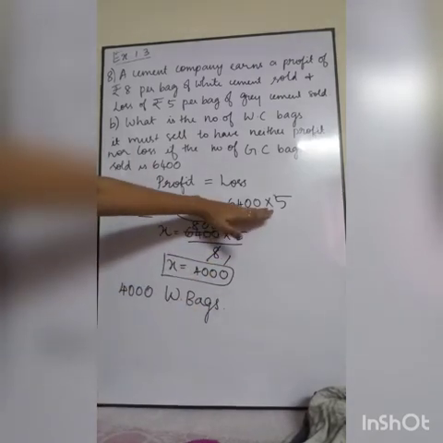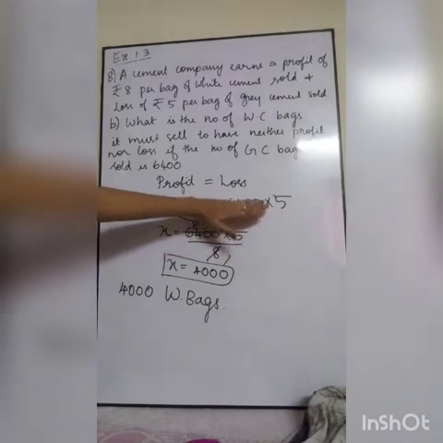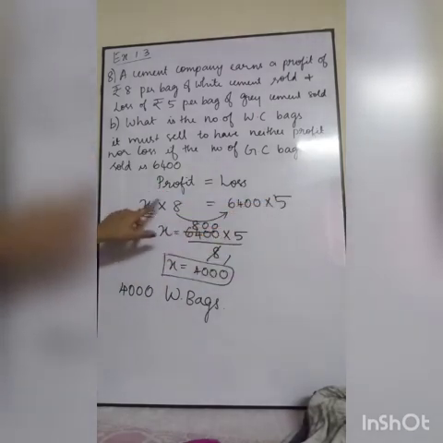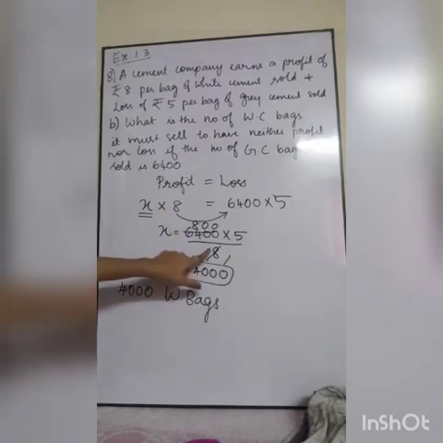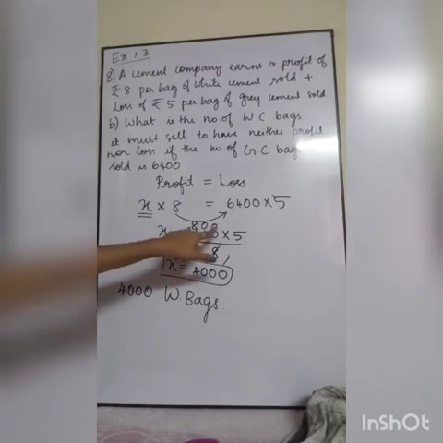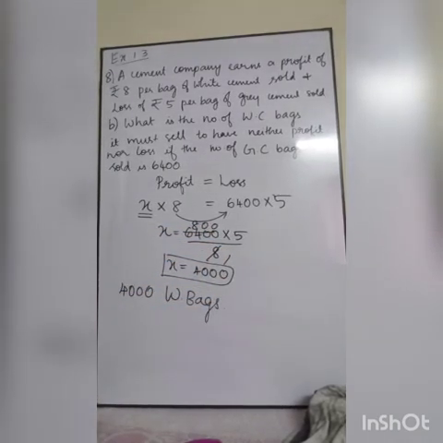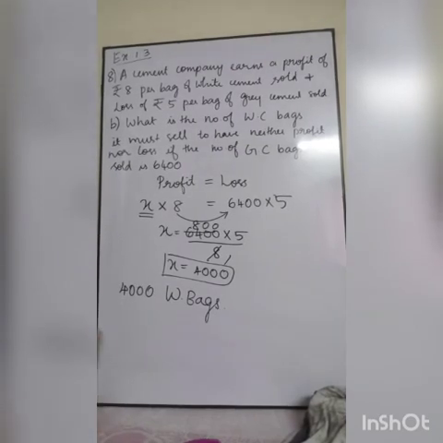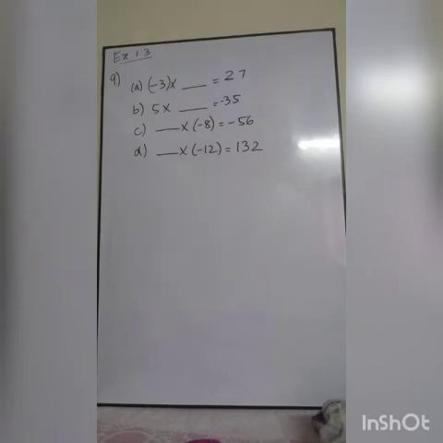For 1 grey bag, 5 rupees I am getting as loss. So 6,400 bags into 5. Now I am bringing this to that side, so divided by 8, because it was multiplication by 8. That side if it goes, it becomes division by 8. 8 ones are 8, 8 8s are 64. 800 into 5, 4,000. So how many white bags do we want? 4,000 white bags we want for this business. Understood, children?